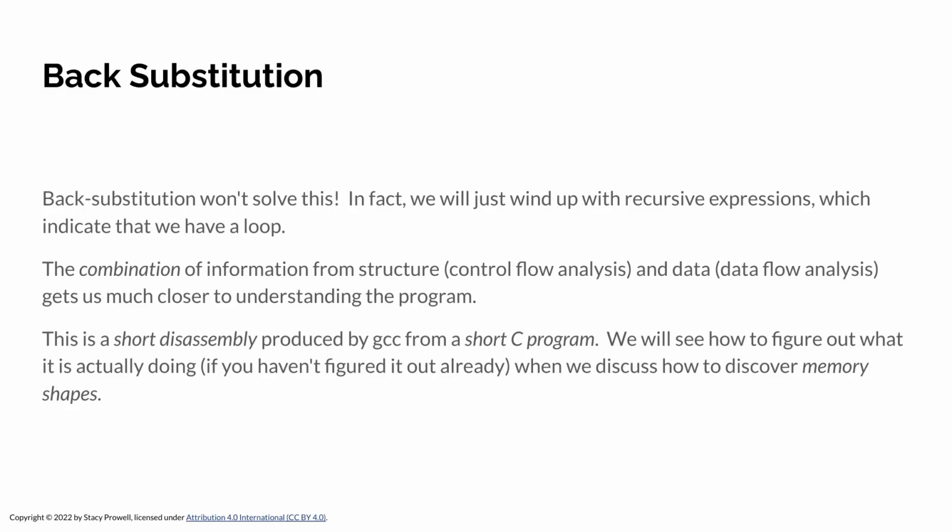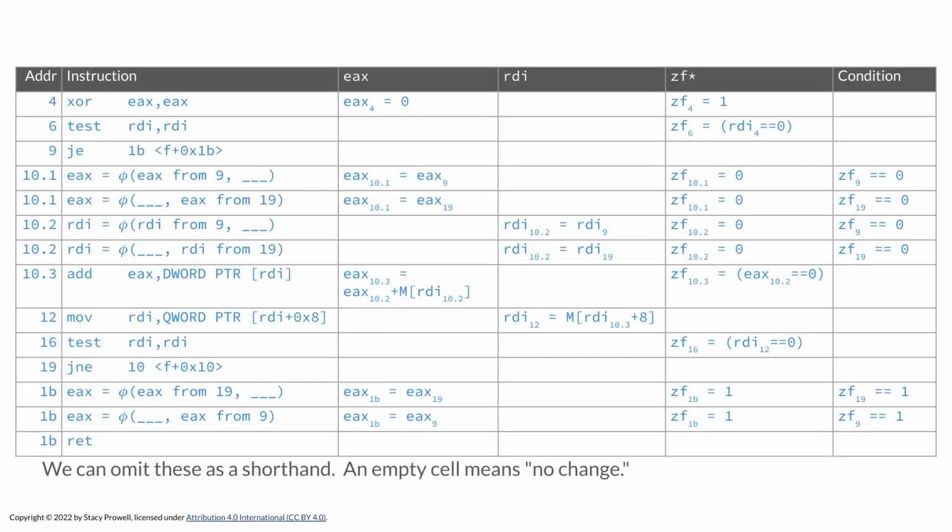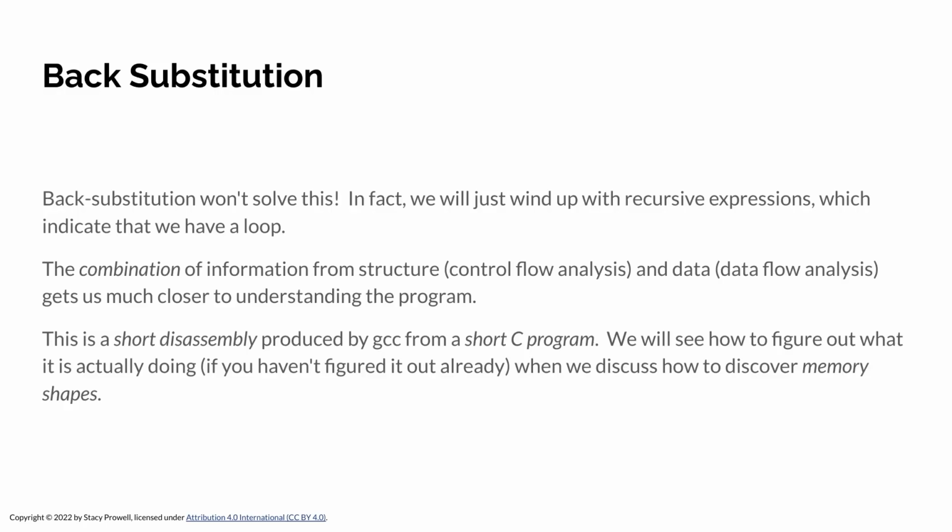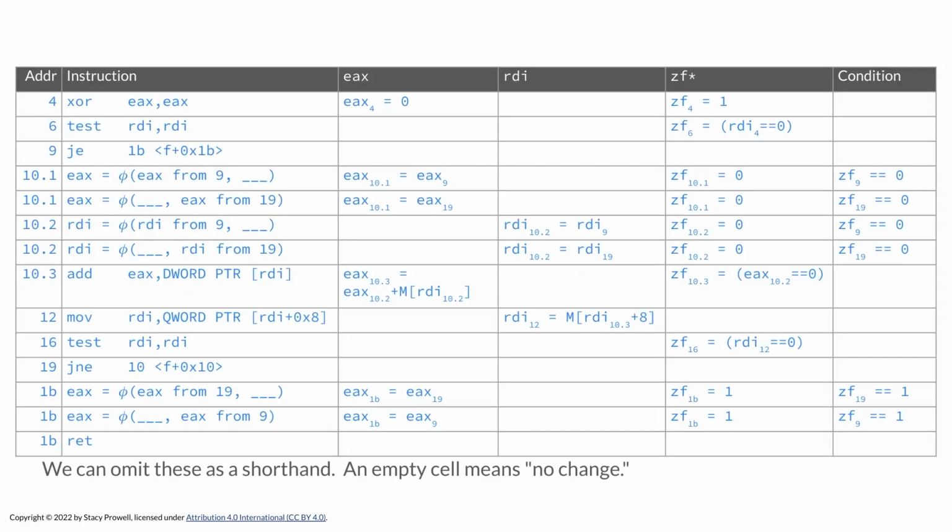The idea is we can do a combined structural analysis. Control flow was part of that. Data flow analysis, right? We did some data flow work to figure out what the program does. This is a short disassembly, and we'll see how to figure out what this thing is actually doing when we talk about memory shapes. But you see, we can go ahead and do back substitution now. I don't have slides for it, but you can do that yourself.